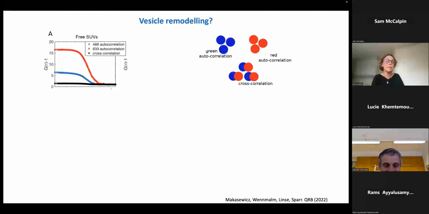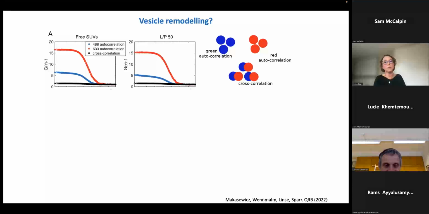That means signal from those vesicles that contain both green and red dye. And in this case, where we've just mixed the two vesicles, you will at a reasonable time scale have no mixing of them because the lipid solubility is low. And therefore you see cross correlation that has no intensity. So there is no co-localization.